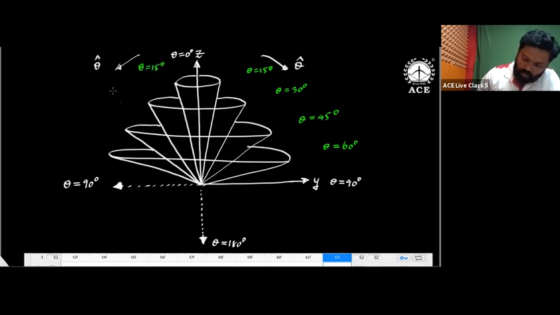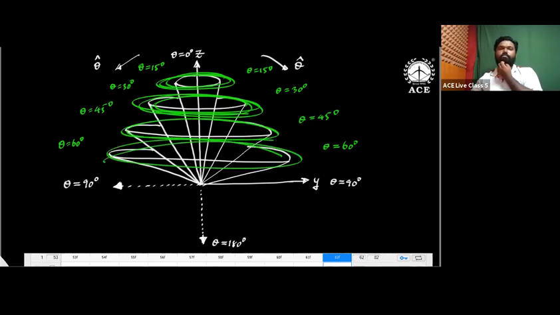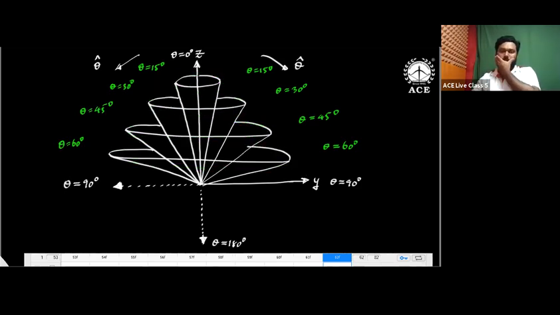Here theta is equal to 15 degrees. Here theta is equal to 30 degrees. Here theta is equal to 45 degrees. Here theta is equal to 60 degrees. Here 15 degrees over the base, 30 degrees, 45, 60. How is the theta better like this? So here it is like this.